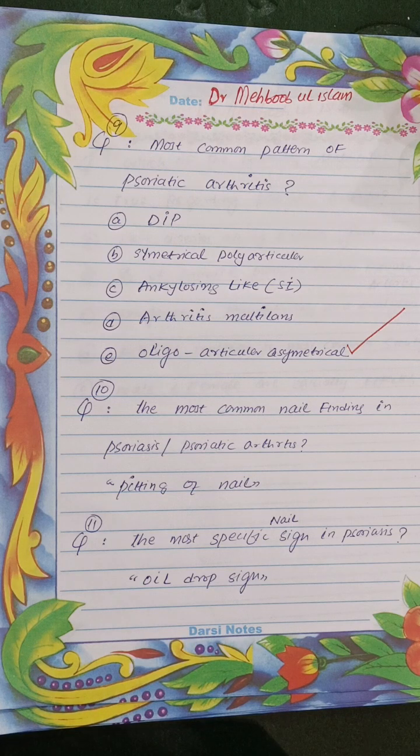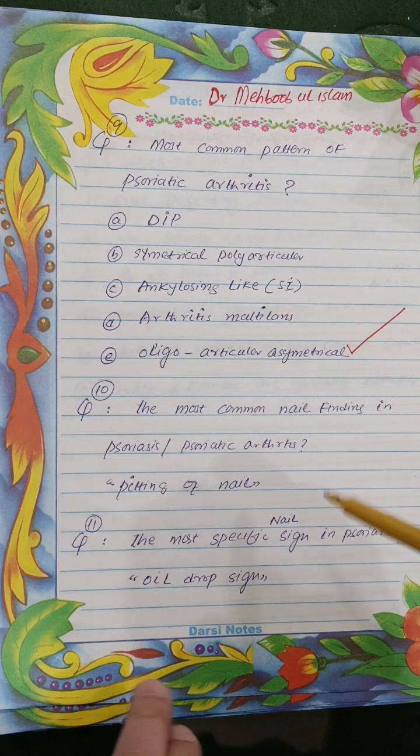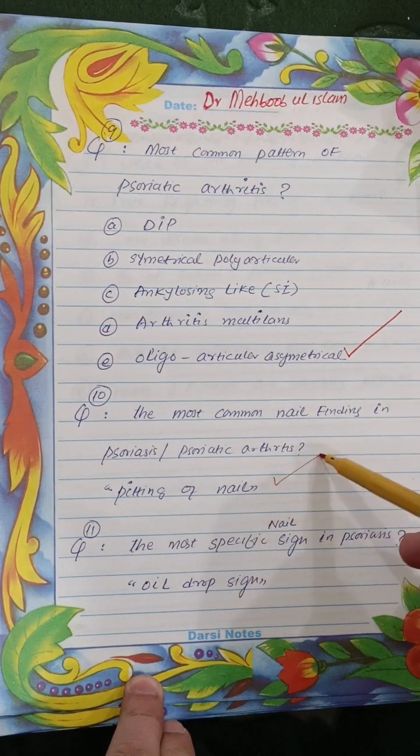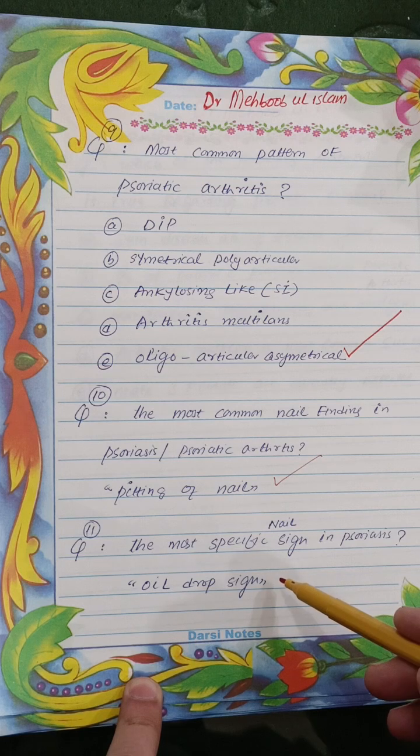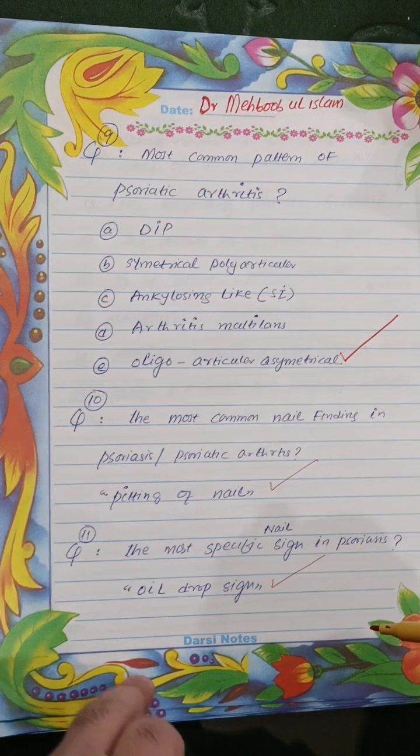Question number 10. The most common nail finding in psoriasis or psoriatic arthritis. The most common nail change in psoriatic arthritis is the pitting of the nail. Question number 11. The most specific sign in psoriasis is the oil drop sign. So the most common nail change is the pitting of the nail, while the most specific sign for psoriatic arthritis is the oil drop sign.